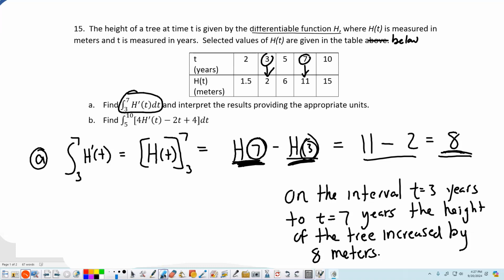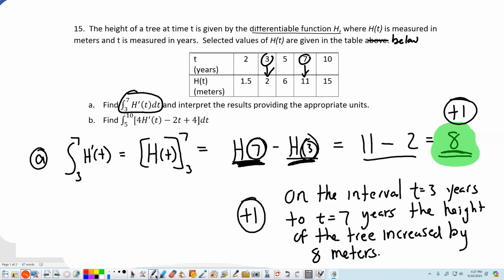Let's go ahead and talk about how this would be graded and the things that we're looking for. All right, so first of all, did you get 8? That would be worth a point in and of itself. Then you have your interpretation. The interpretation would also be worth a point.